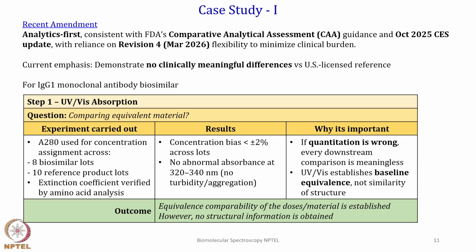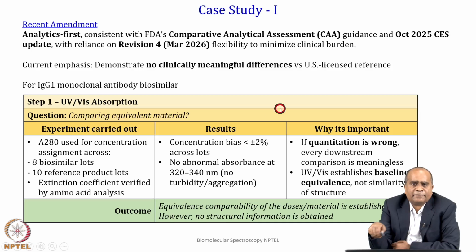So, we will take some case studies. Let us take a case study of what FDA is suggesting. FDA is saying analytics first. You robustly develop a pipeline where your orthogonal biophysical techniques are invoked for doing the comparative analytical assessment, CAA, and there is some guidance by FDA, the October 2025 update with revision 4, that came just recently, a few days back.